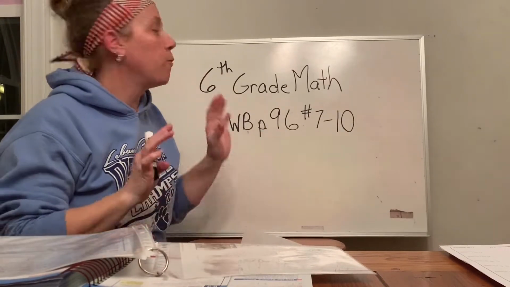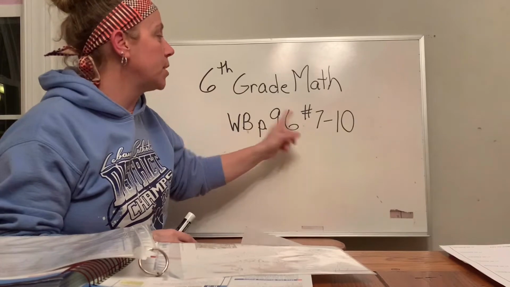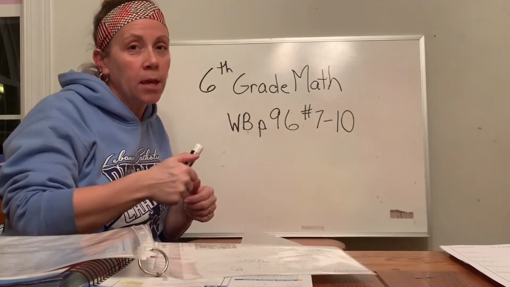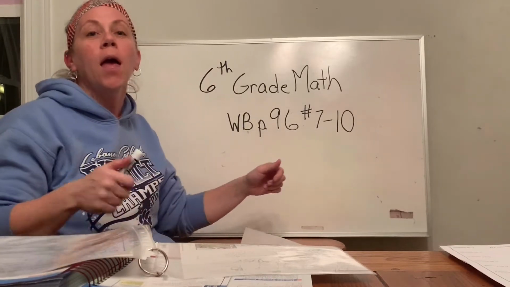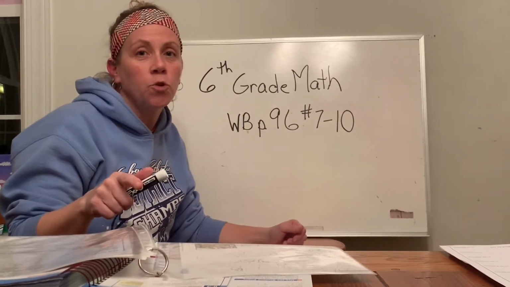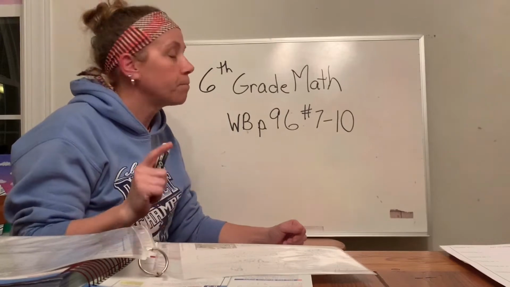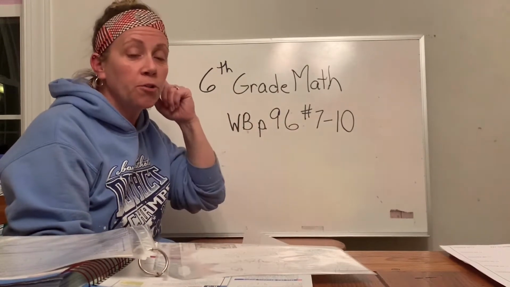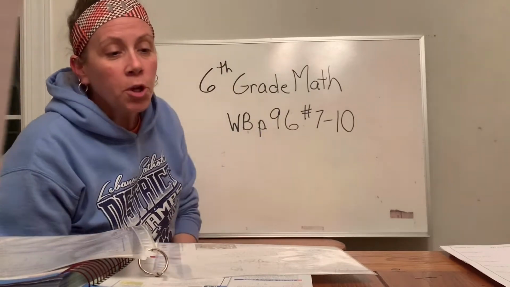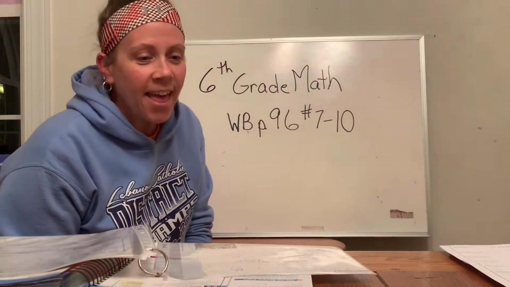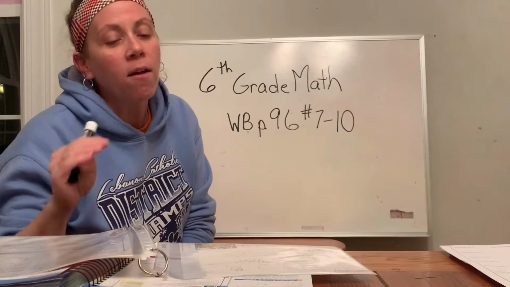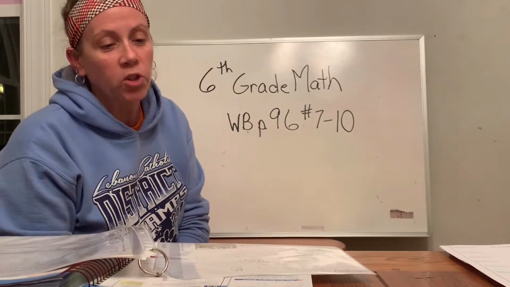So what I want to do right now first is go over numbers 7 to 10 on the workbook, page 96. I still have to take pictures of the answer key for you, and I'll attach that to your email tomorrow. But I had a couple people asking me about 7 to 10, so I'm going to do those with you right now. All right, so number 7 on page 96 says between 53 and 64. Find the pair of numbers that matches the description.